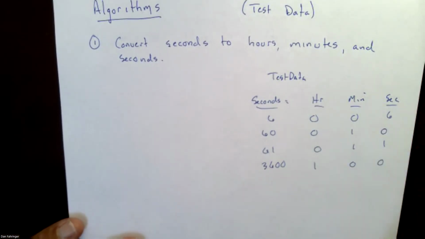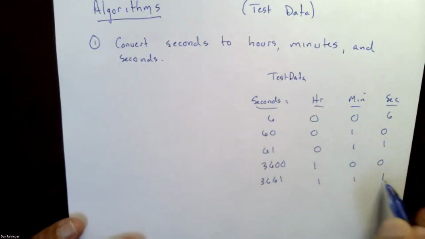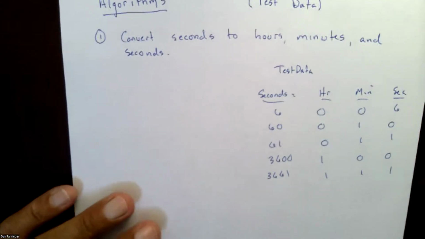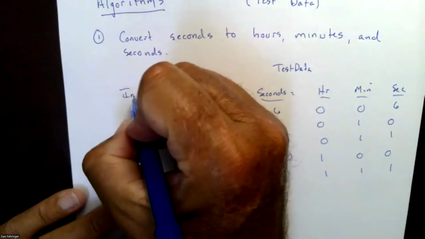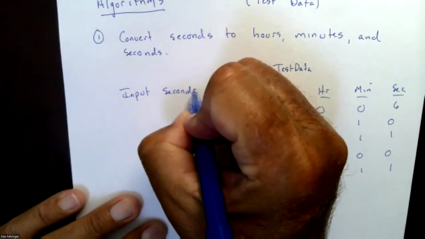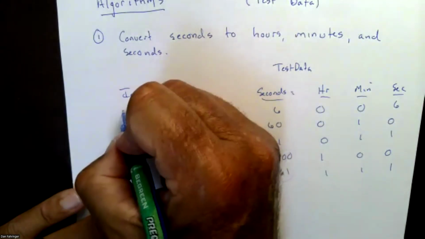3,600. 3,661. That's one of each. So already I'm thinking, let's see, I'm going to input seconds. I'm going to find out how many hours.